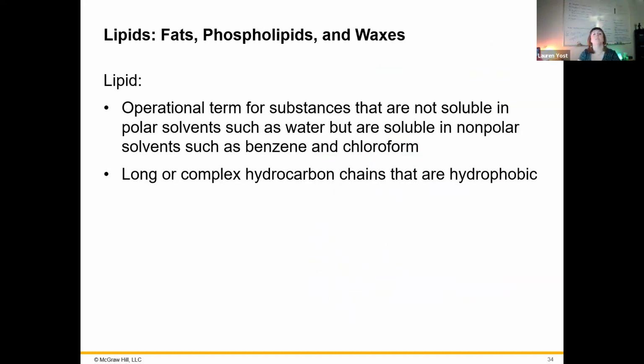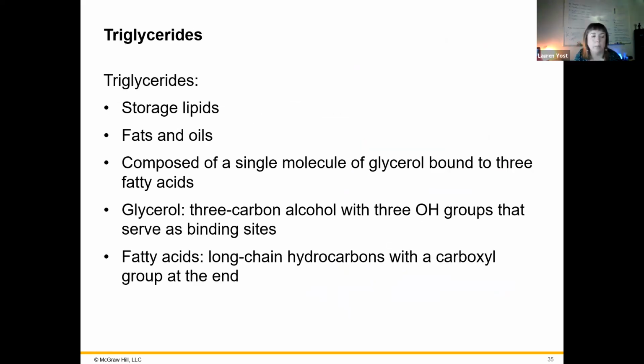Next, we have the lipids. These are like the fats, essentially. So anything that would not be soluble in water. These are non-polar typically, so they have long hydrocarbon tails. First, we'll start with the triglycerides. These are storage lipids, so these are the ones that are going to be storing up essentially energy.